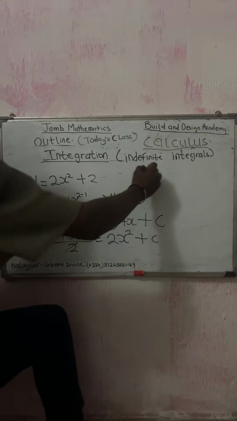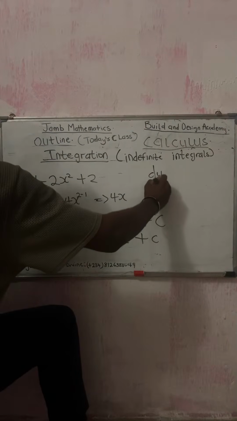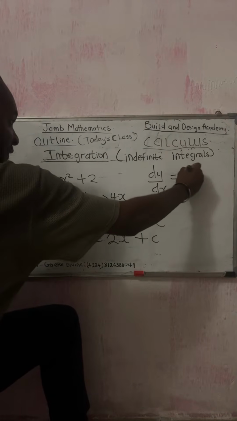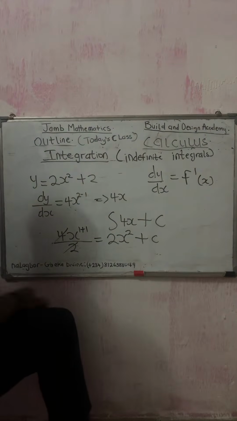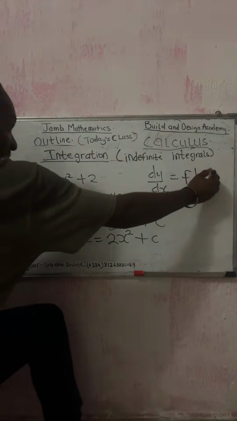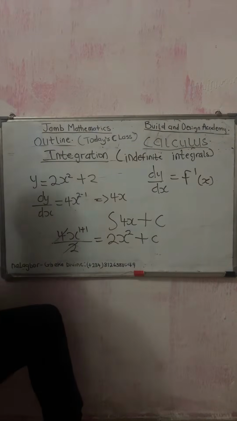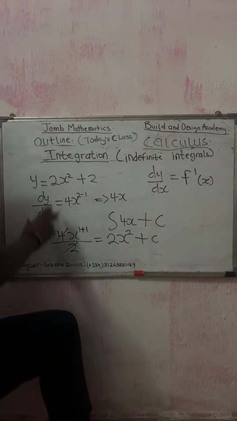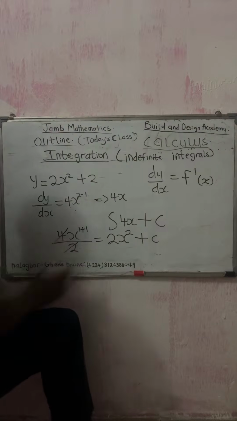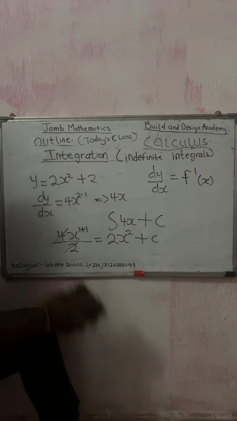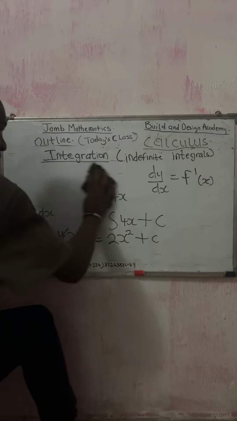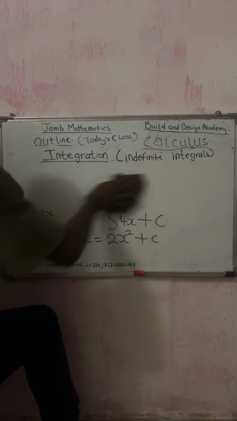I told you that dy over dx is the same thing as the first derivative of x. So this is the first derivative. If you take the antiderivative of this, we will get this. So let's proceed. Let me give you the formula for integration.